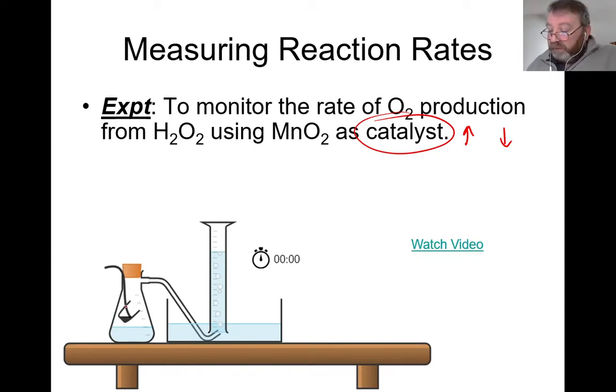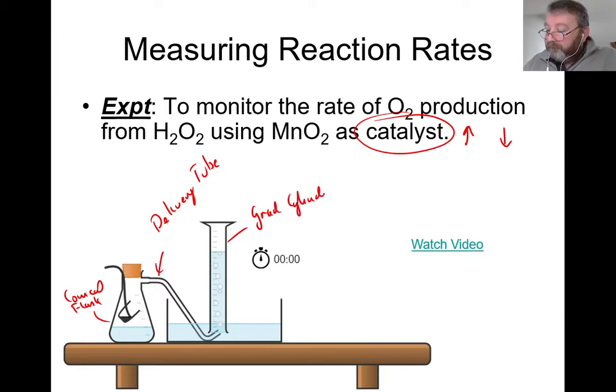So you've got a conical flask with a side arm. You've got what's called a delivery tube. So that thing there is a delivery tube. And it's extremely important in these experiments that you label everything. Okay? This is a conical flask. Then this is an inverted grad cylinder. And this thing here is your stopwatch.